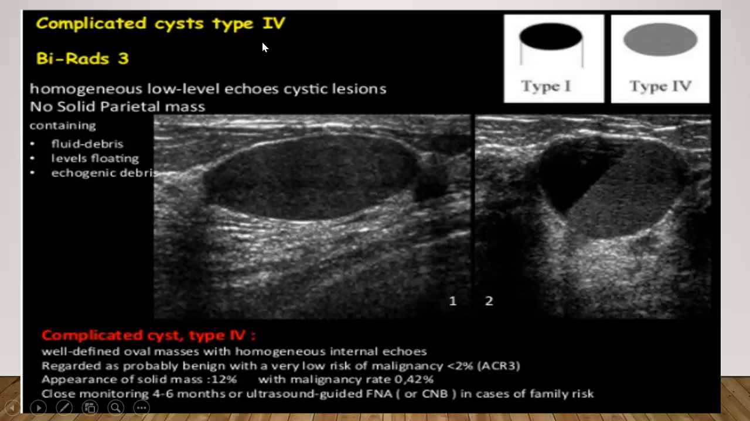In complicated cyst type 4, you can find fluid debris or fluid level, echogenic debris inside. This is type 4 complicated cyst. To me, these cysts, if there is no complaint, I put it 2, not 3. According to my experience, because I followed many fibrocystic breast patients, many of them have this appearance and there's no complaint, and when I follow, they are the same and they have a stationary course.